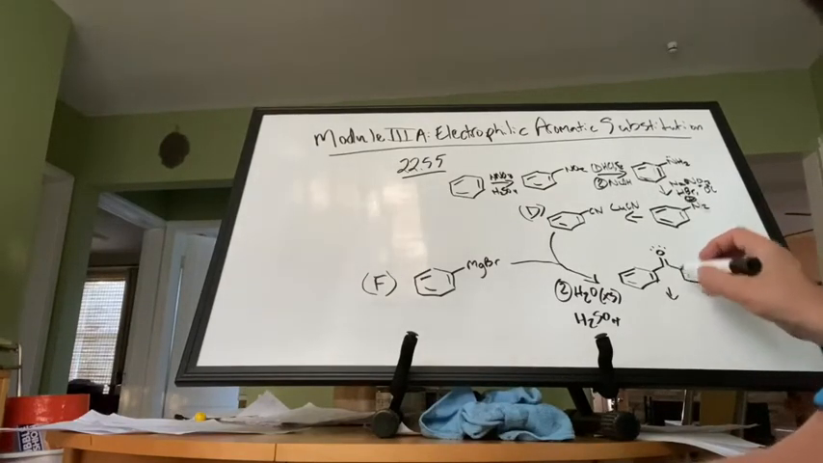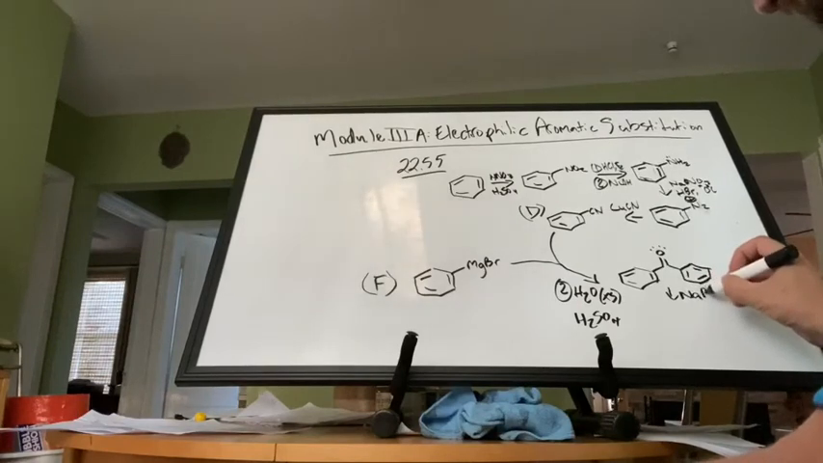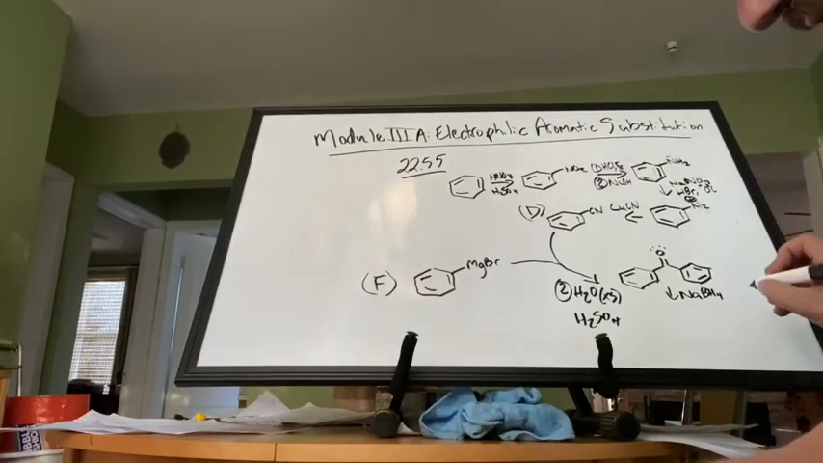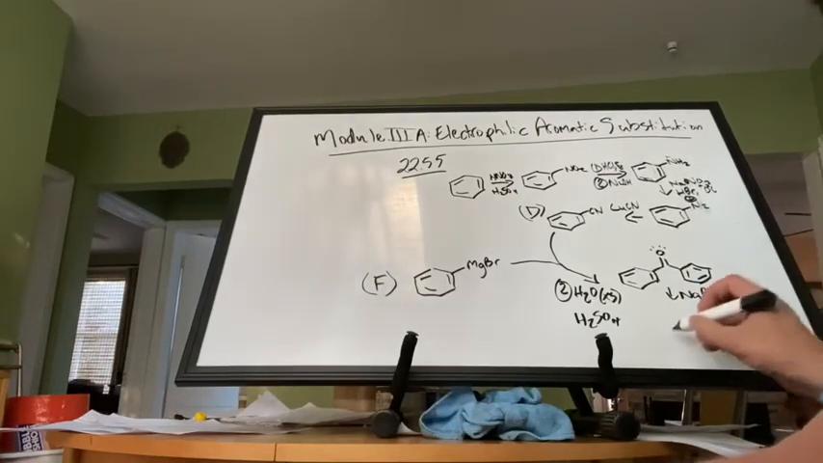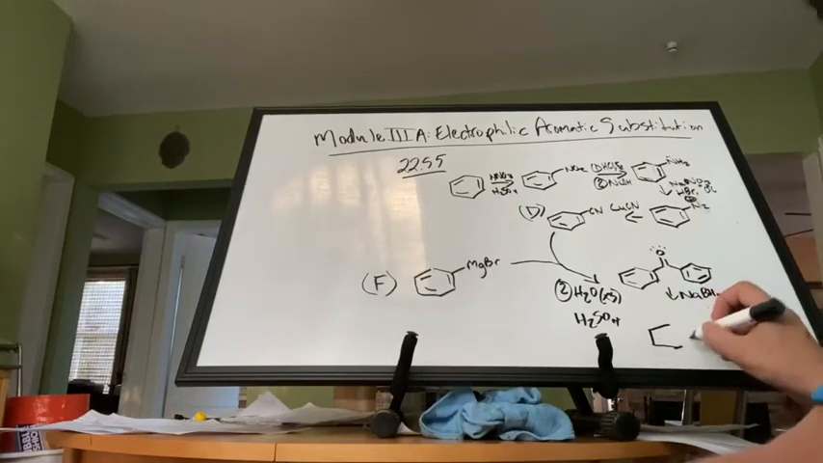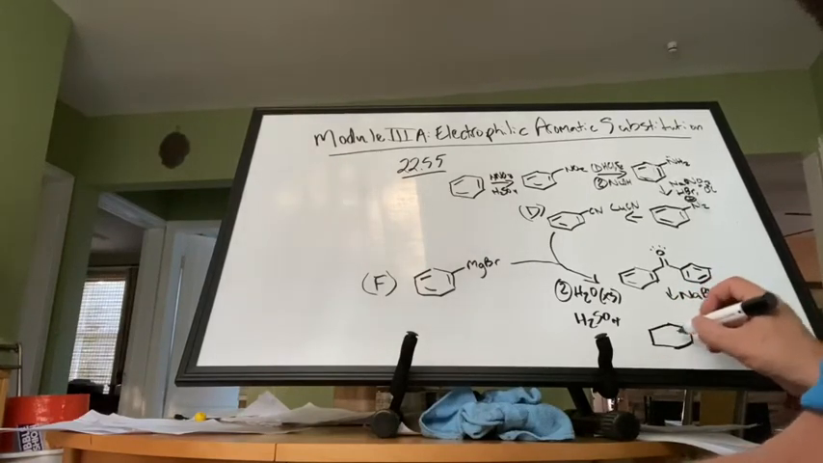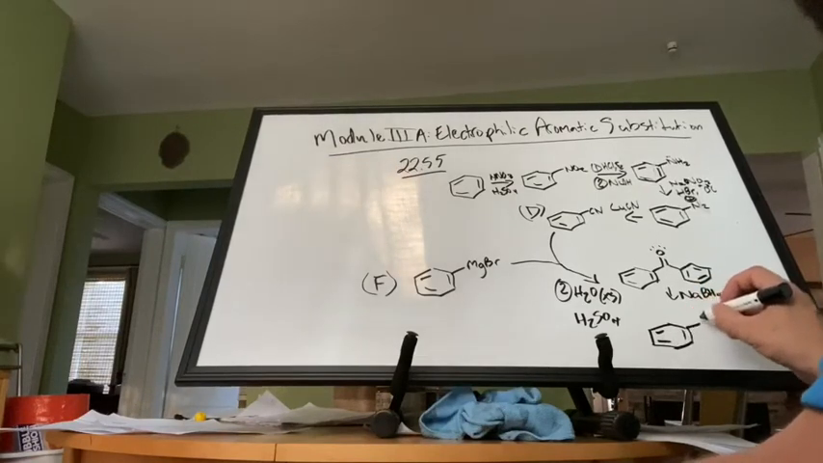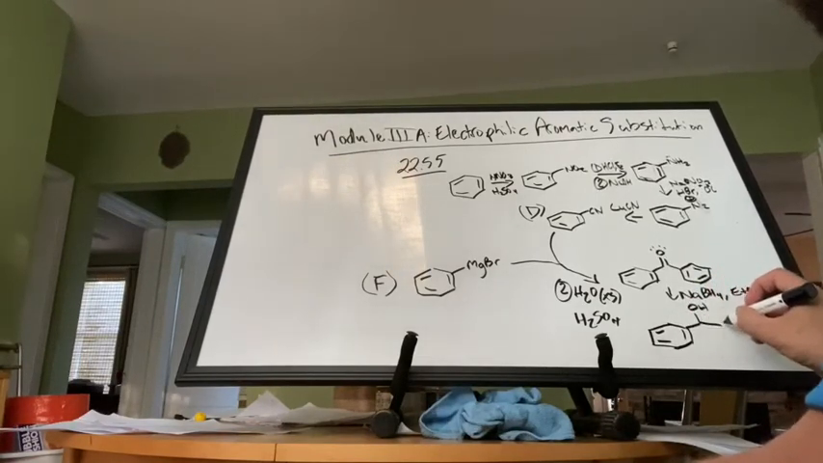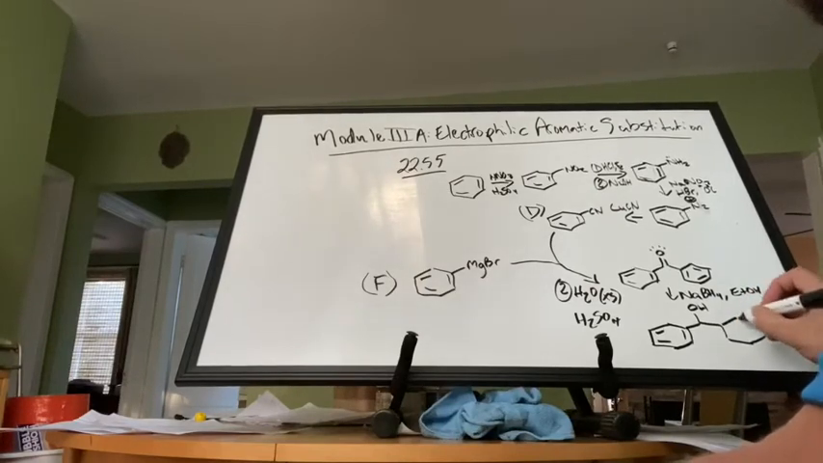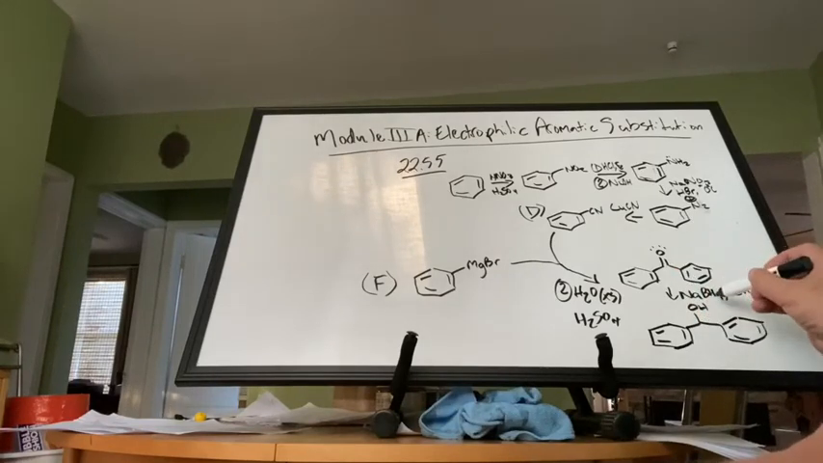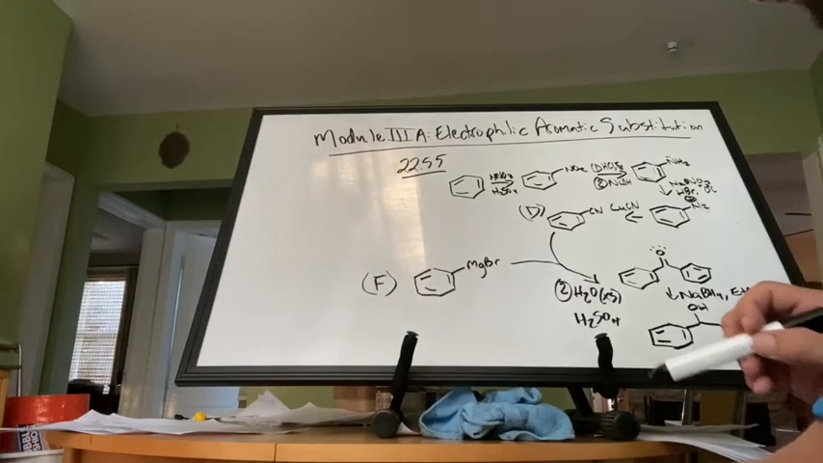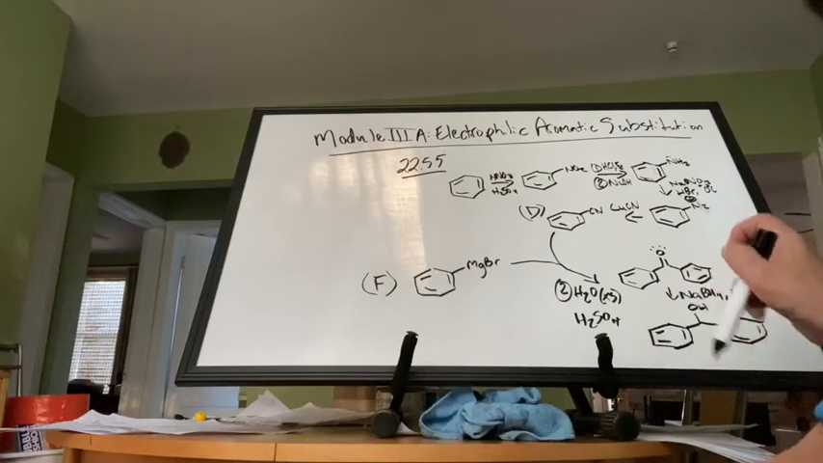So treating this with sodium borohydride, which is a reducing agent, in the presence of ethanol, it's going to reduce this to a secondary alcohol. The hydrogen about the carbon actually comes from the sodium borohydride, and this proton actually comes from ethanol. So the ethanol is going to be a proton source.